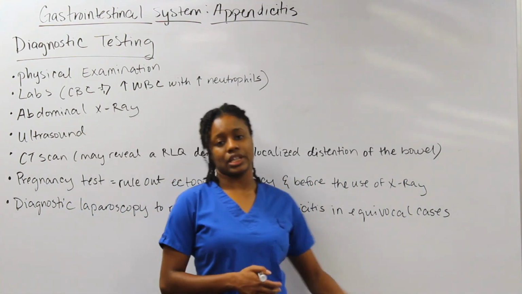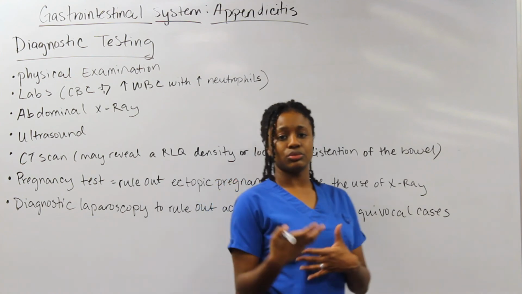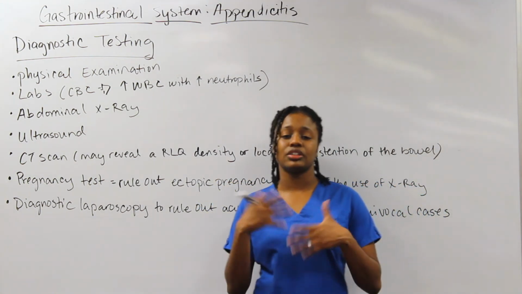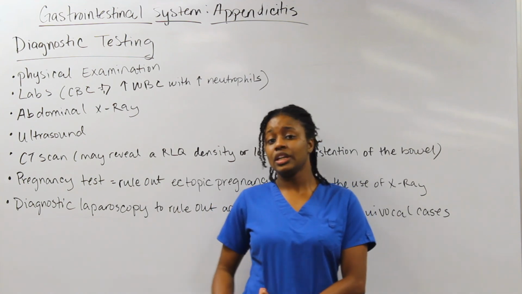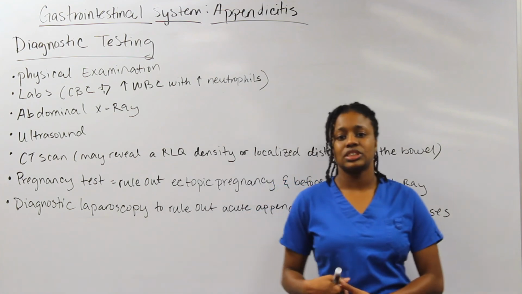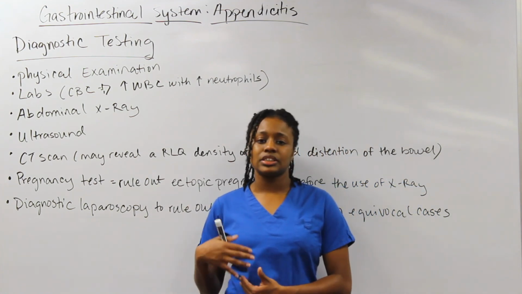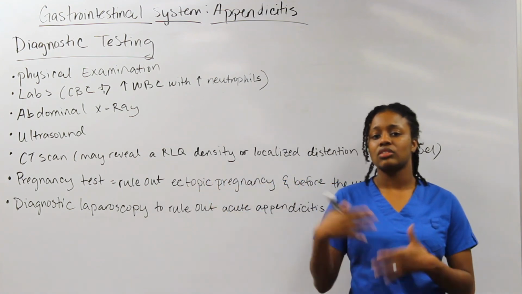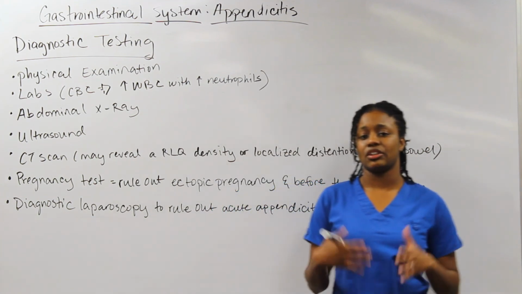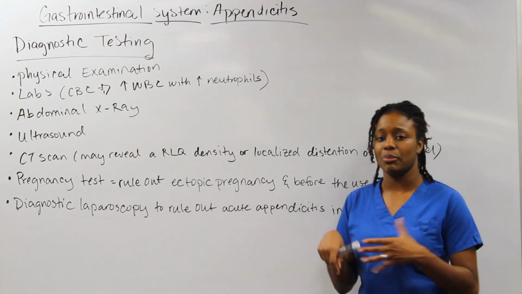appendicitis in equivocal cases. So like I said before, you do different things to check what other things it could be, right? Because it could be diverticulitis, right? And it happens to be on the right side. Or it could be Crohn's disease. Or it can be other different things, not just appendicitis. So they'll rule out to check to see, is it really appendicitis or is it something else that is exhibiting the same signs and symptoms of appendicitis?